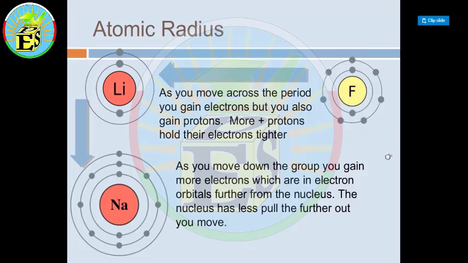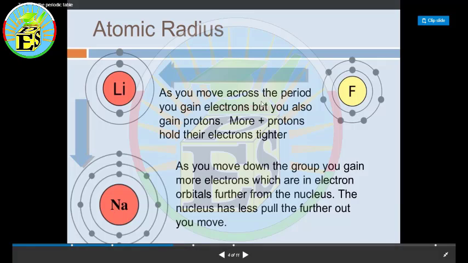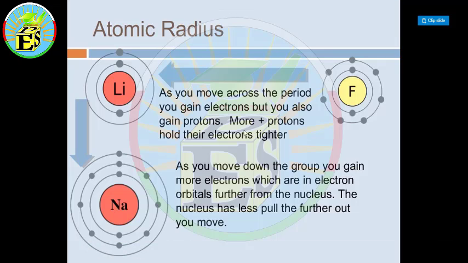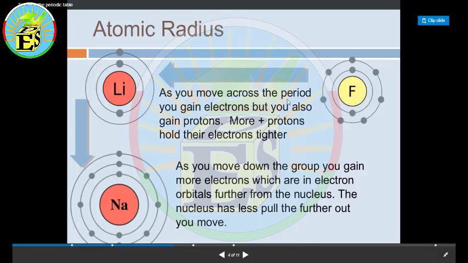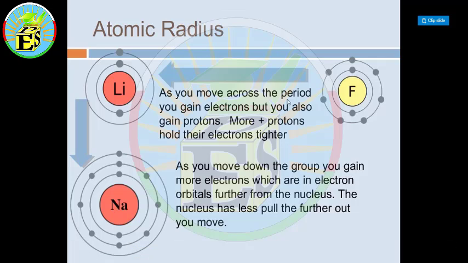Why is it decreasing or increasing? If you move across the period, you gain electrons, but you also gain protons. More protons hold the electrons tighter. For example, if you have 2 people inside and 2 people outside, the force will be equal, so they will shrink. But if you have 3 people outside and 2 inside, they will go further outside, they will not stay inside. So whenever you move from left to right, the number of electrons increases and the number of protons also increases, so the bonding force is stronger. That's why their size is small.